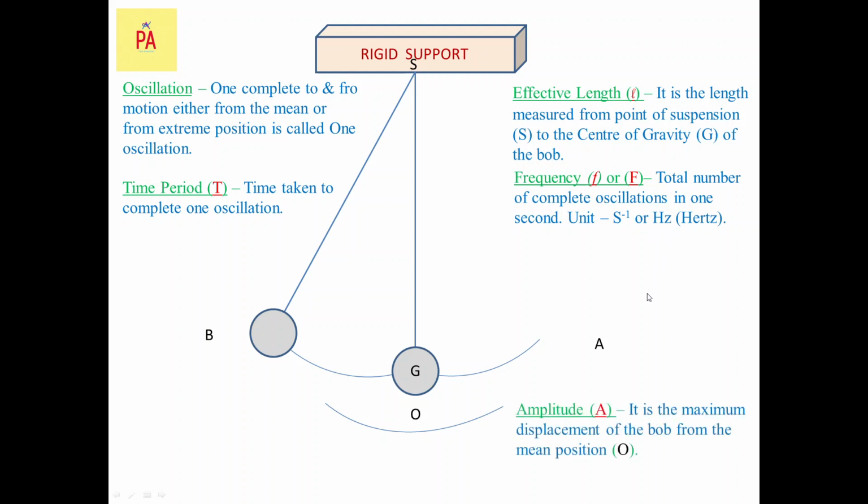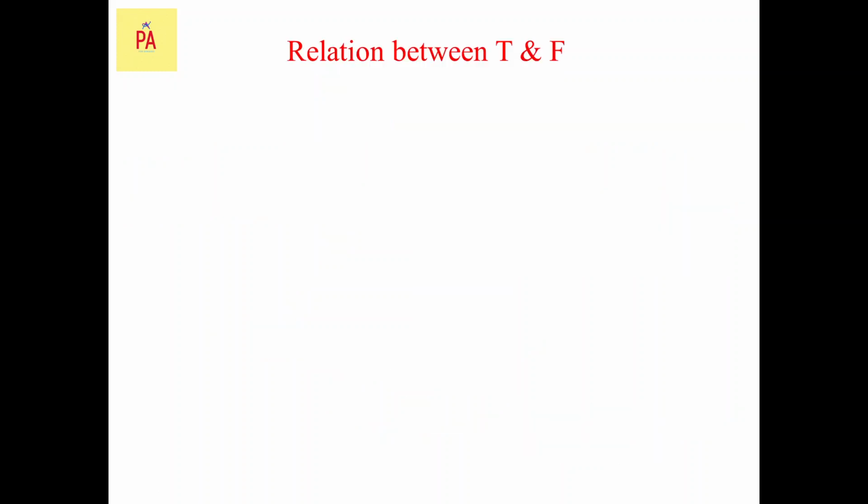Then comes amplitude. I have already discussed it as the maximum displacement of the bob from the mean position. Now the relation between T and F, that is time period and frequency: they are inversely proportional. That means time period is inversely proportional to the frequency.